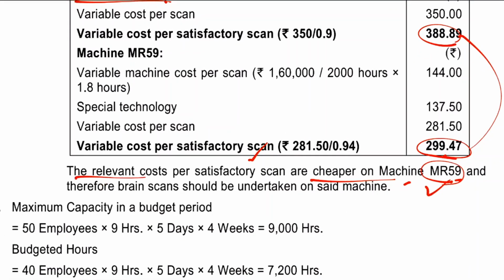And the relevant cost per satisfactory machine hour is what matters. When you choose between options, you should always consider relevant cost: if I do this work, how much is relevant, and if I do that work, how much. Done. So we are done with this question of marginal costing.